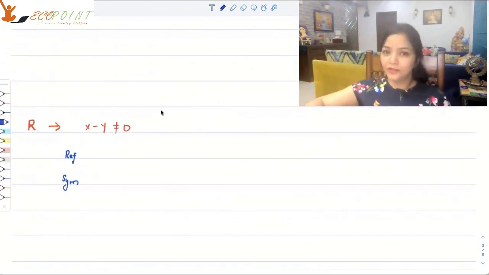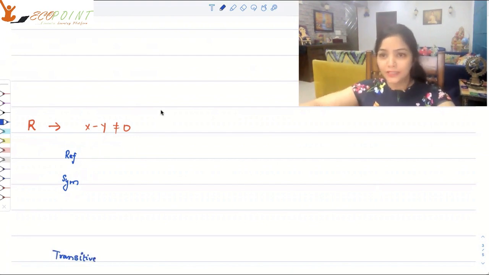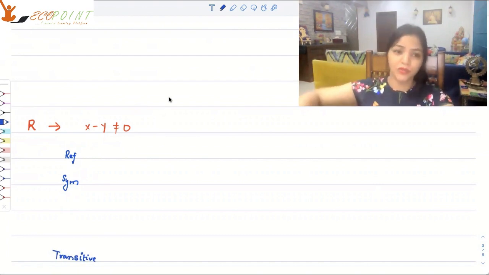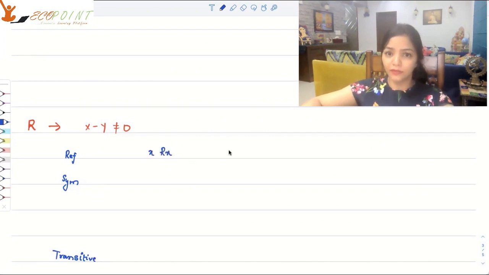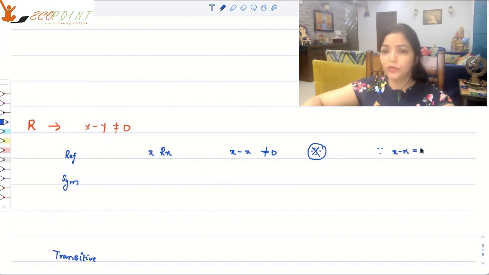Let's take further a more interesting example. Let's take the relation as x minus y, the difference between two numbers, is not equal to 0. Again, we are dealing with natural numbers. Will this relationship be reflexive? Now, reflexive means that x should be related to x itself, which would mean that x minus x should not be equal to 0, but that's a contradiction. x minus x is definitely equal to 0, and that's true for any natural number, right? This is not a reflexive relation.